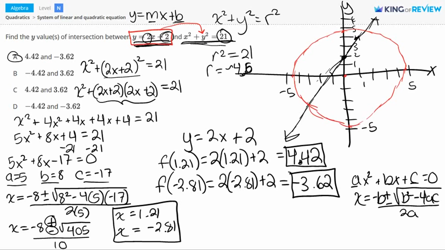And here's our circle, and you could see that the circle and the line intersect at 2 points. One is right here, and we have another one right here. And we solved for the y-coordinates of these 2 points.